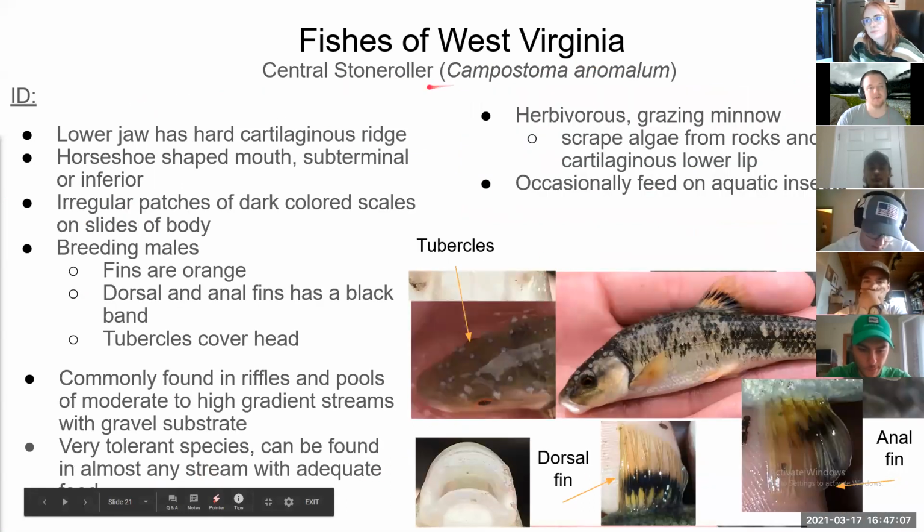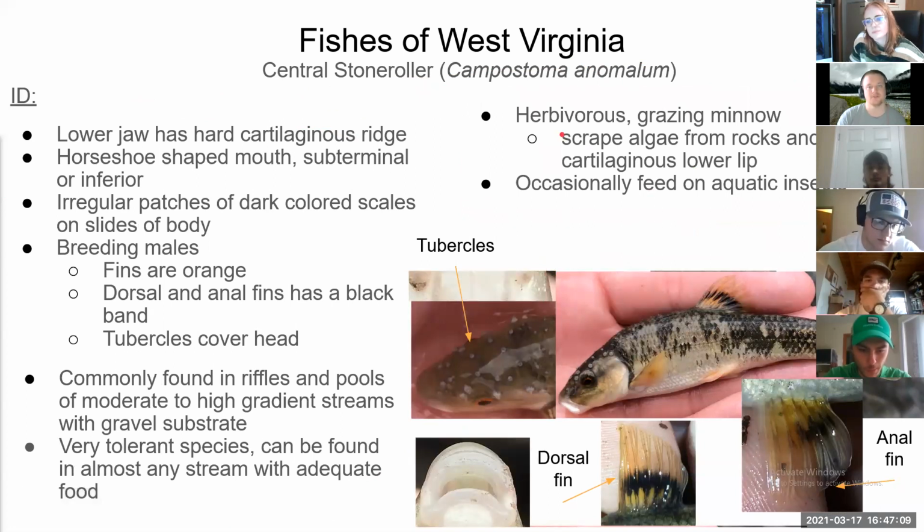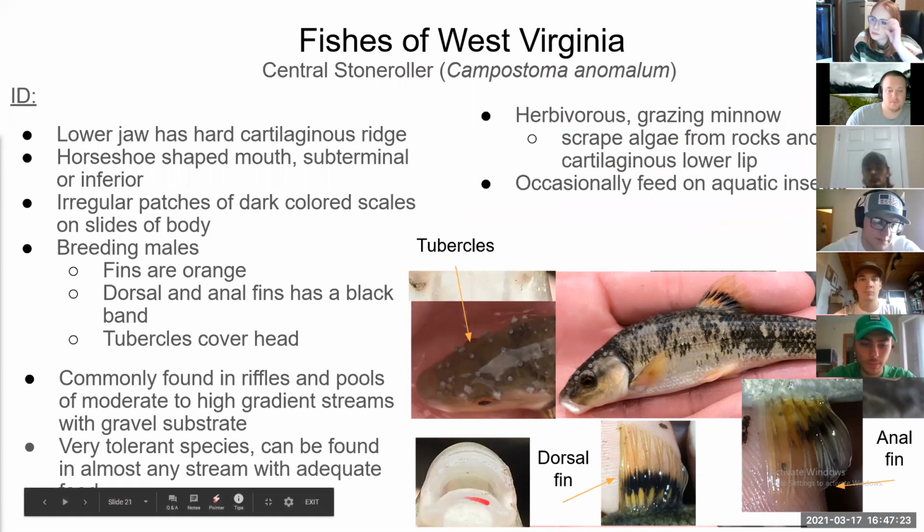So the central stoneroller, it's pretty common here. It's herbivorous, a grazing minnow. It scrapes algae from rocks or logs using its cartilaginous lower lip. So that's one of the key identifying characteristics of it. Its mouth is also horseshoe shaped. So I'm going through these as well.